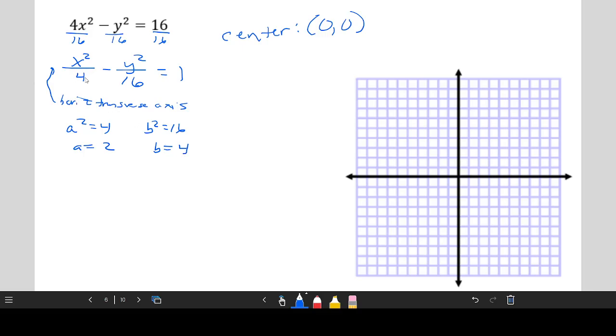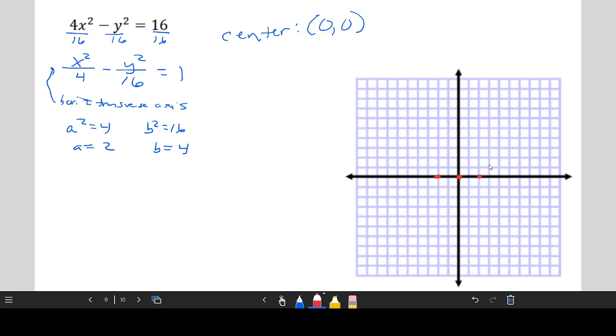So the first denominator is always a squared because a is the distance from the center to the vertex, and that should be a horizontal distance in this case since it's under the x. So we'll plot our center at the origin. We're going horizontally in the x direction 2 units from the center. So 2 units to the right, 2 units to the left. And those are the vertices.